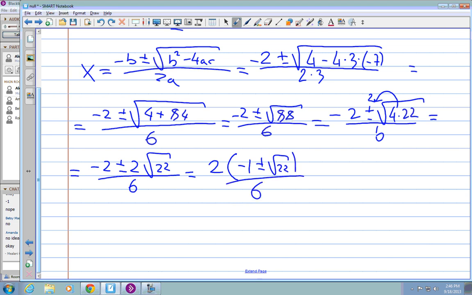And now I can reduce that. The 2 and the 6. Right, I took both of the 2's out. And 6 becomes 3. So that would be my final answer: negative 1 plus or minus the square root of 22 over 3.